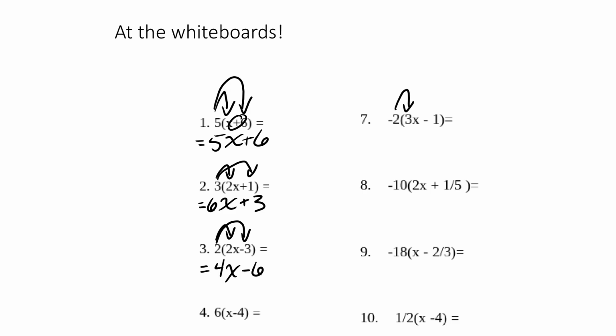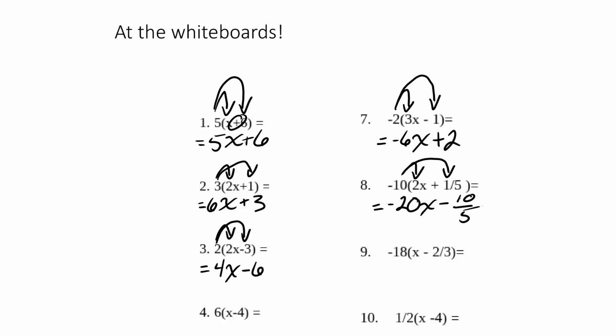Minus 2 times 3x gives us negative 6x. Negative 2 times negative 1, negative times a negative, gives us a positive 2. Negative 10 times 2x is negative 20x. And then negative 10 times 1/5 is negative 10 divided by 5, which of course is 2. So we've got negative 20x minus 2.